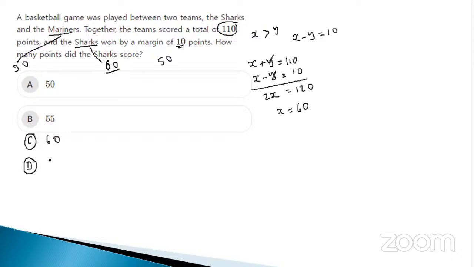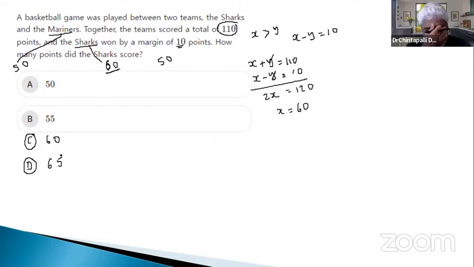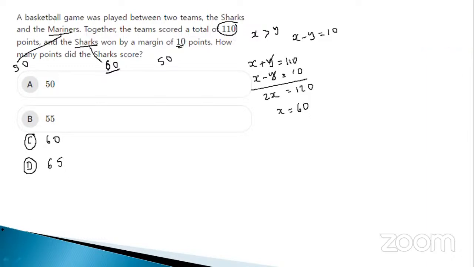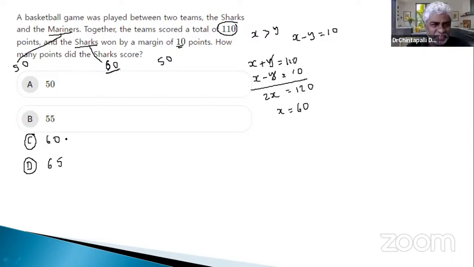I took 10 plus x as Sharks' score, plus x equals 110, sir. So I took the Mariners' score as x, a fault from my side. Because there are only two options, you may think that it is either 50 or 55. Now it is clear? Yes, sir. 60 is among the options. It is an editing problem, taking the corners by mistake. The last two options are missed.